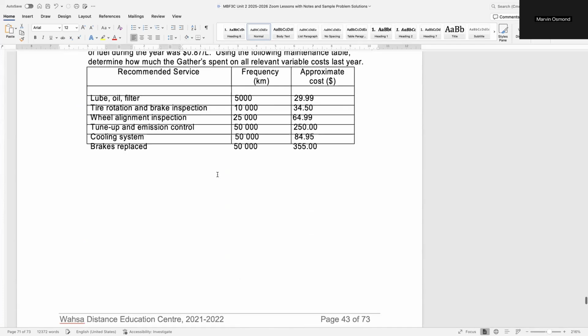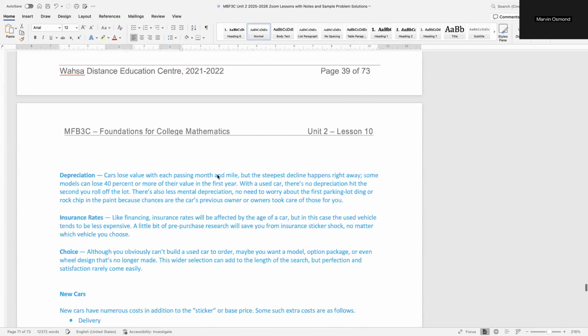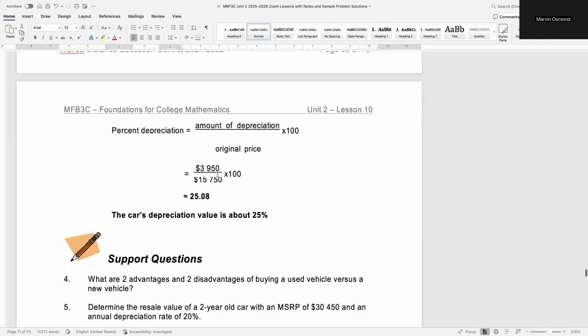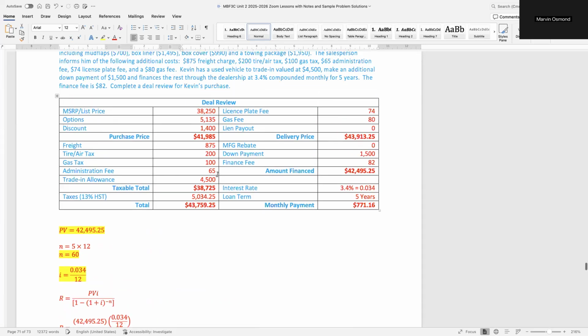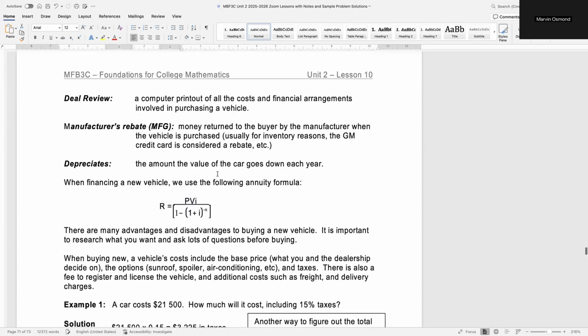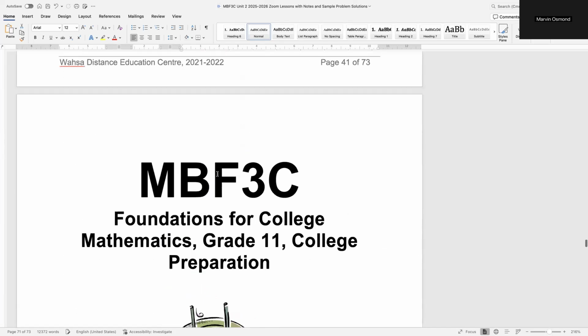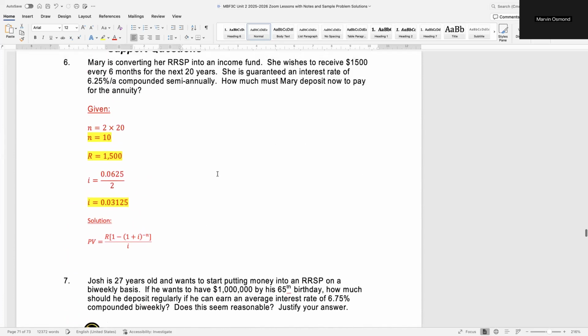Okay, so again, for the support questions, it is best to work through them on your own, and then after you've done them, see if you get the same answer that is in the back where the answers are. I'm just going to scroll back up here, lesson number 9. Some of these you may have to reread the question several times before you understand what you have to do.